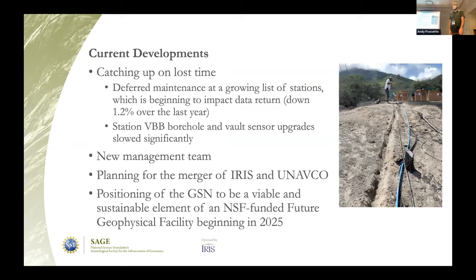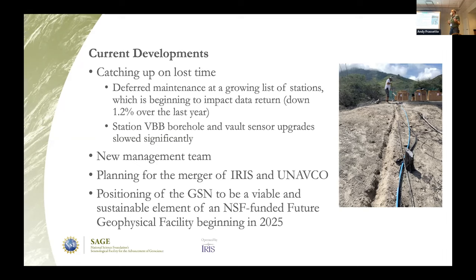So current developments. Where are we at in the operations of the GSN at this stage? We're catching up on lost time. This is our first in-person meeting as a community in 2.5 years. The COVID pandemic has led to a dramatic reduction in the amount of travel to stations from the primary network operators at ASL and UCSD. That has resulted in deferred maintenance. We've been able to make up for some of that by working with our local partners more. But overall, after 2 years or more, it's beginning to impact the data return.